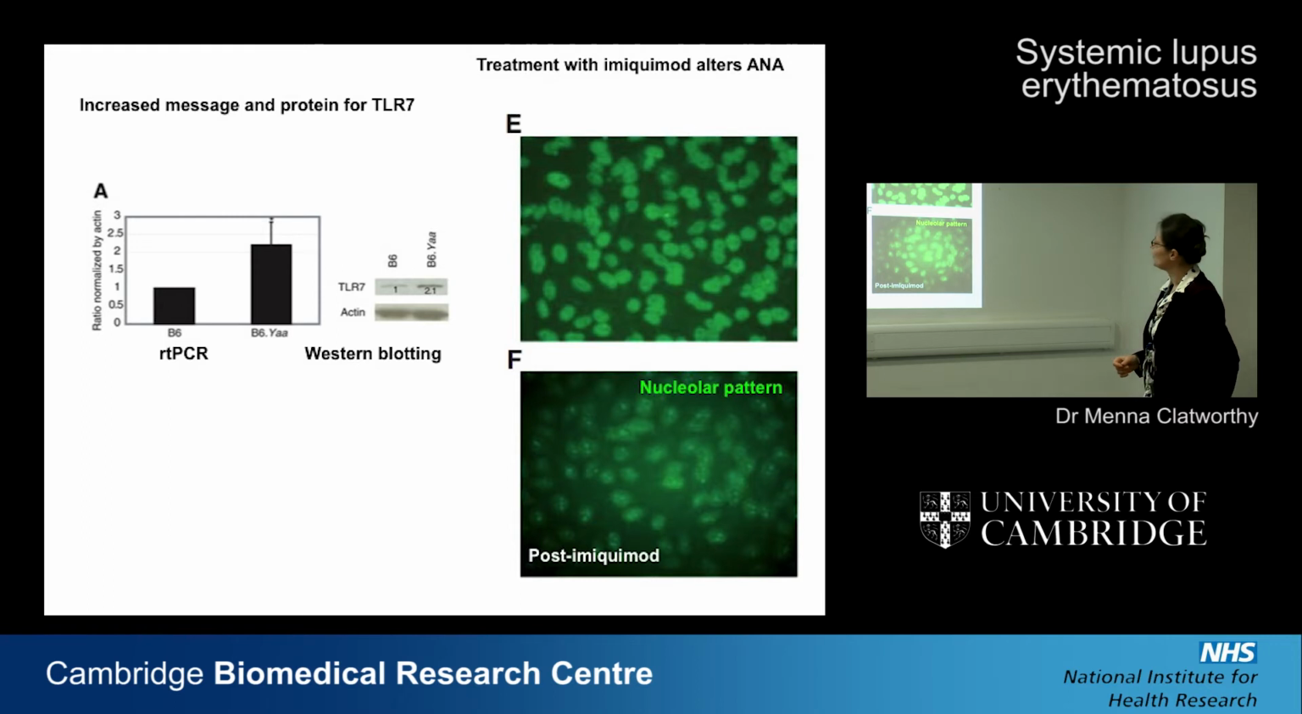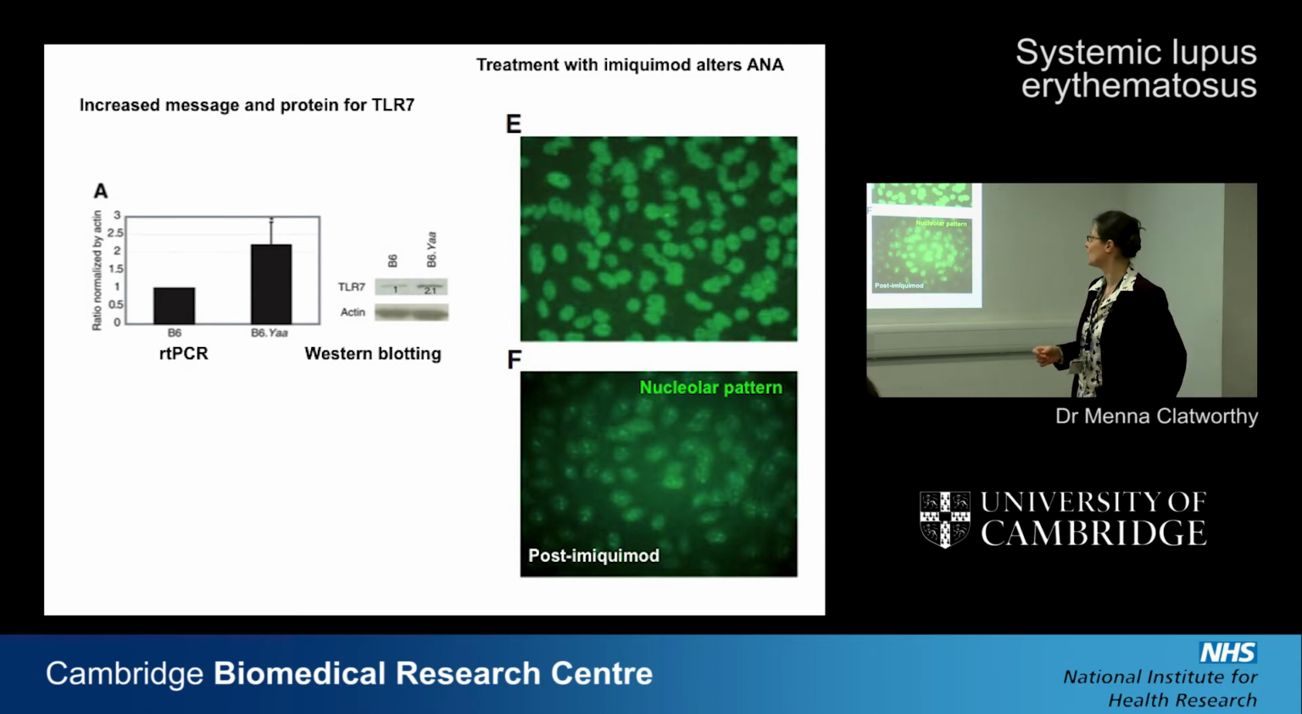And then they were able to show that if you treated these mice with imiquimod, which is an agonist of TLR7, you could make the type of autoantibody that they produced, the ANA that they produced, more nucleolar. So that is recognizing things that were more likely to contain RNA. So you could actually change the type of anti-nuclear antibody.